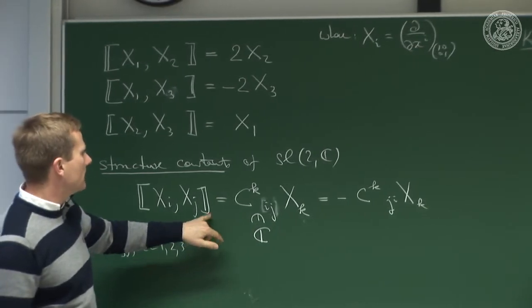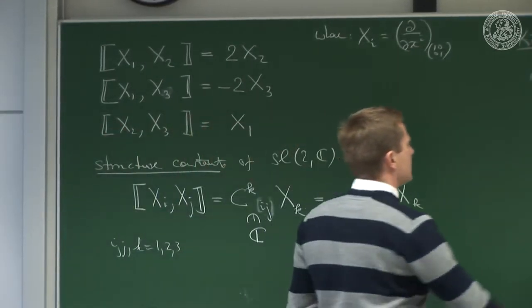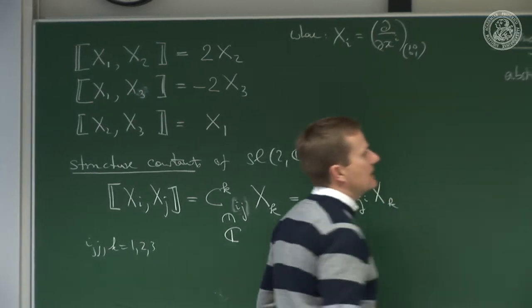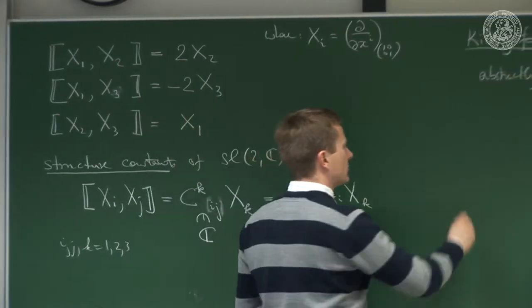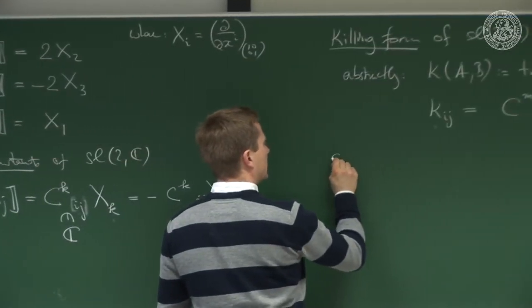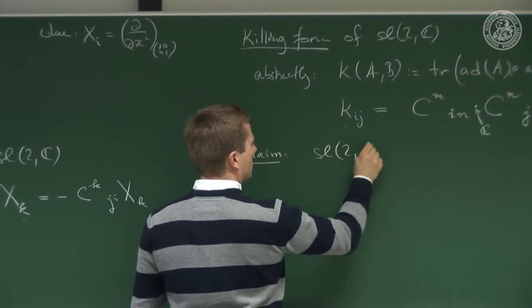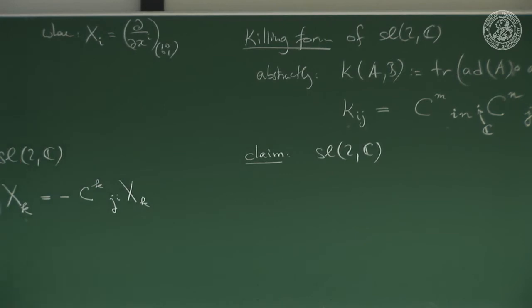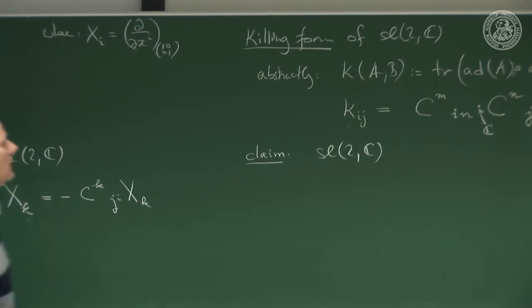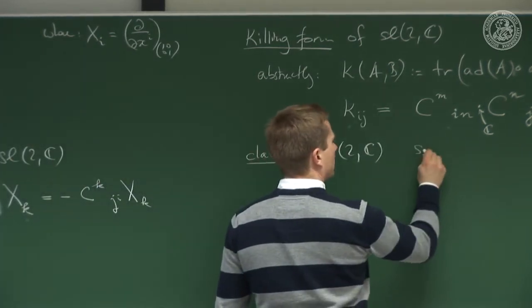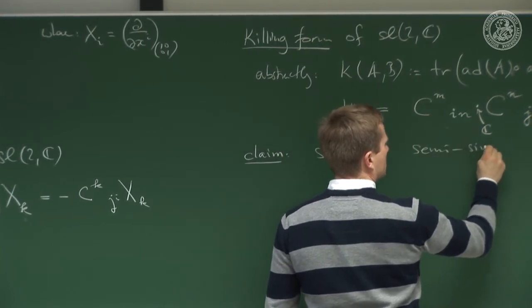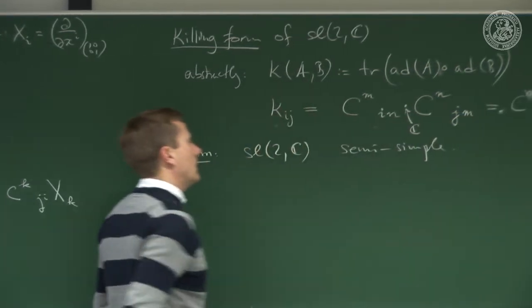Now, why are we interested in the killing form of a Lie algebra? Well, one thing you can decide is the semi-simplicity of the Lie algebra. And in fact, the claim is that SL2, our relativistic spin algebra, is semi-simple as a Lie algebra. Is semi-simple.